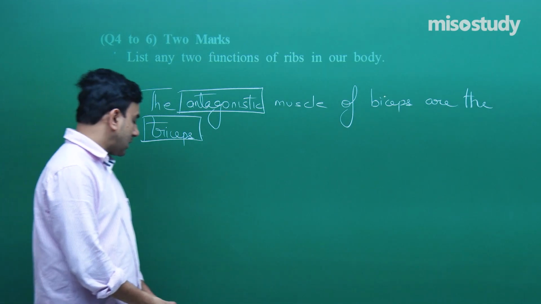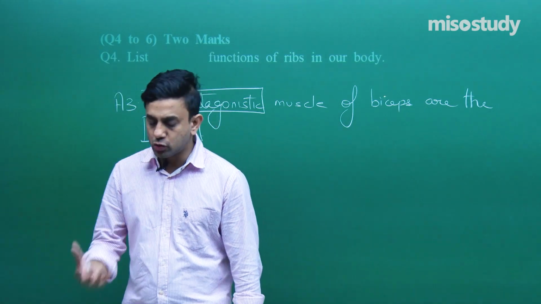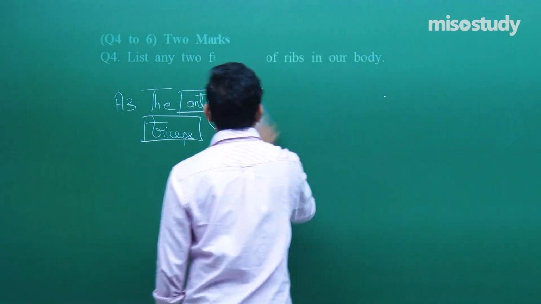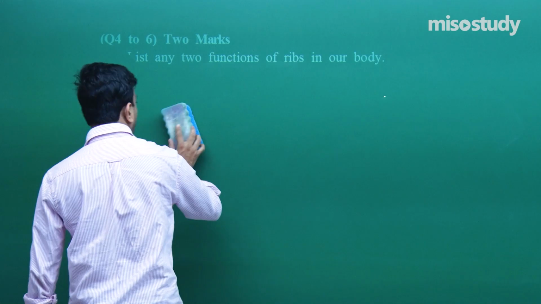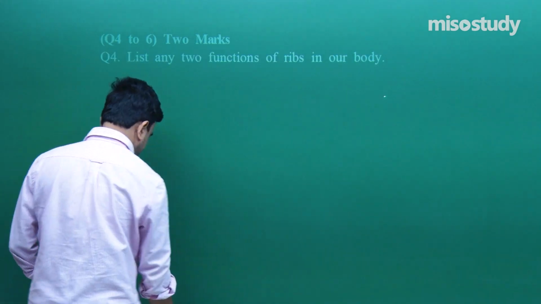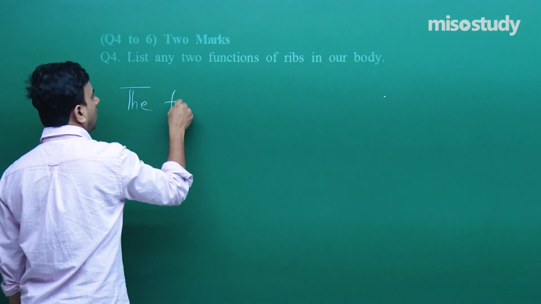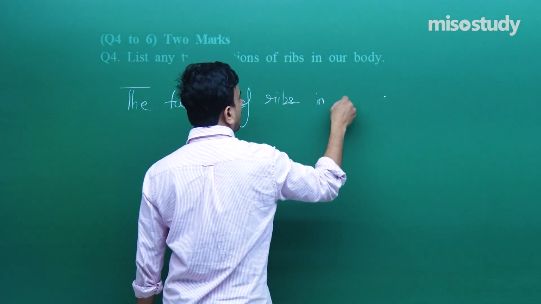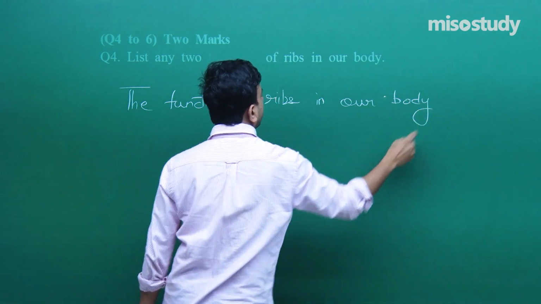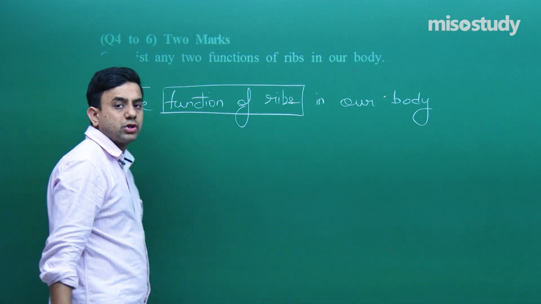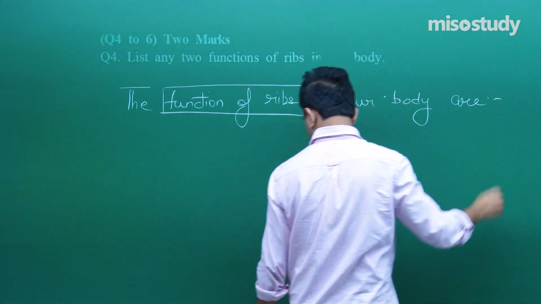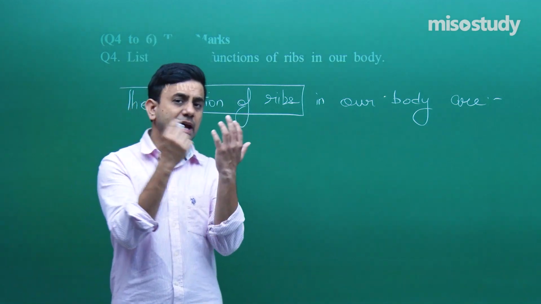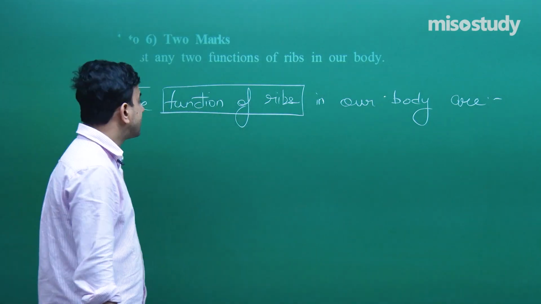List any two functions of ribs in our body. We already know that there are the true ribs, the floating ribs, the false ribs and all that. So we will see their function. The function of ribs in our body: the thoracic rib cage will protect the heart as well as the lungs, because it forms a cage all around, and that will protect the lungs and the heart.